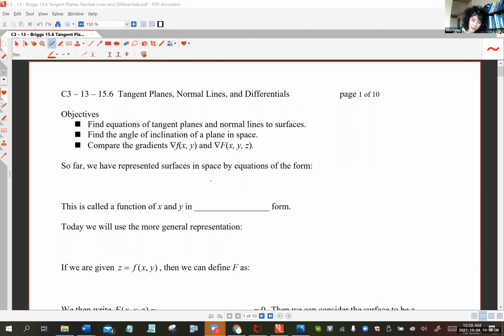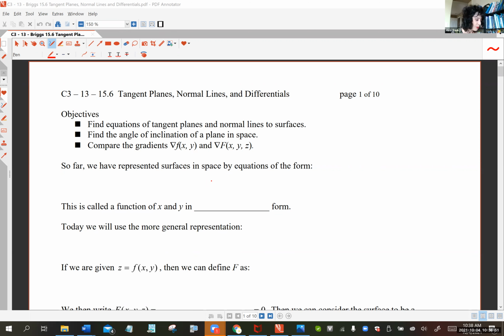Hey, welcome to another fabulous day of Calc 3 with tangent planes, normal lines, and differentials. Whoa, this section is jam-packed with stuff, and it's really cool. So you'll really see some fun stuff here, I think.